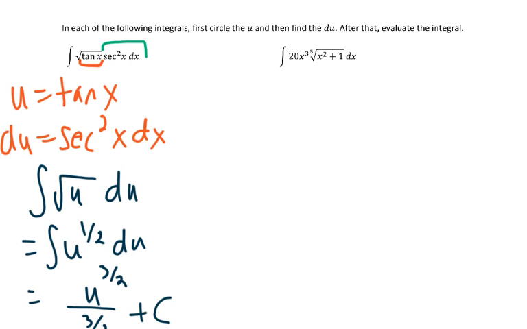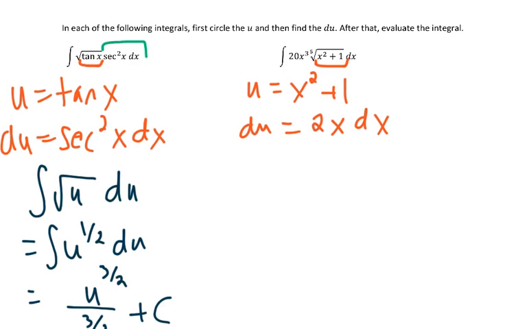Okay, so 20x cubed times the 5th root of x squared plus 1. So again, if you can, pick stuff inside of roots. So I'm going to pick my u to be x squared plus 1. The derivative of that is 2x dx.